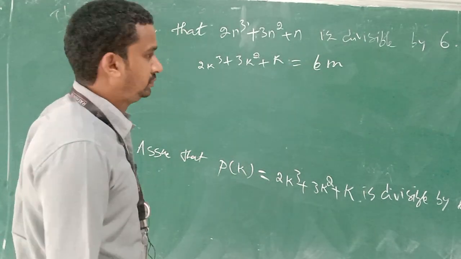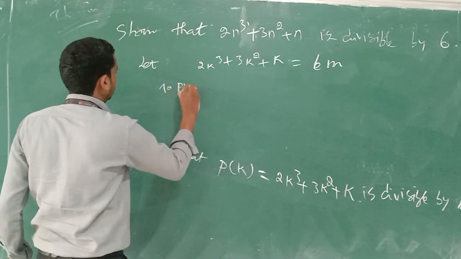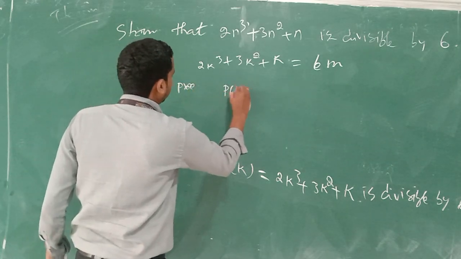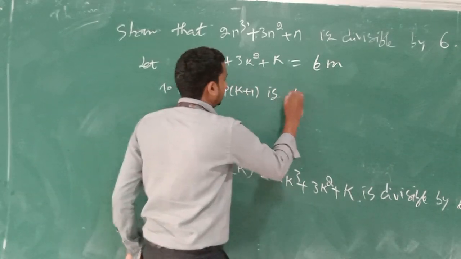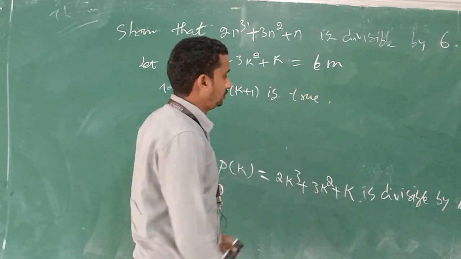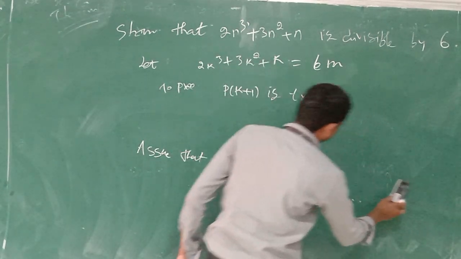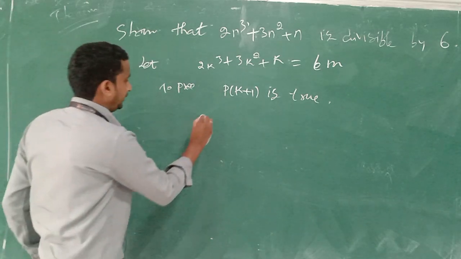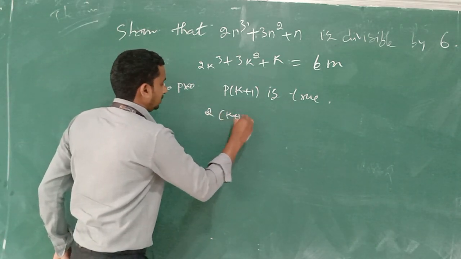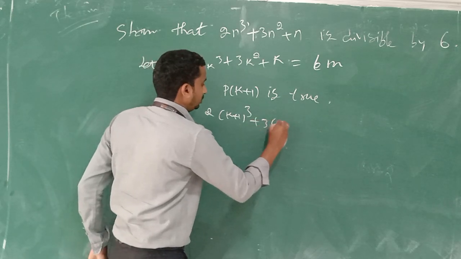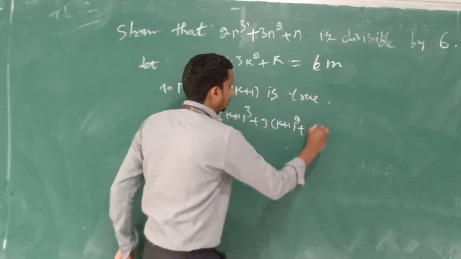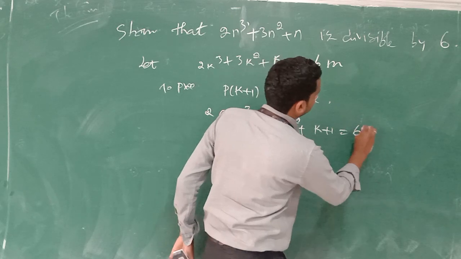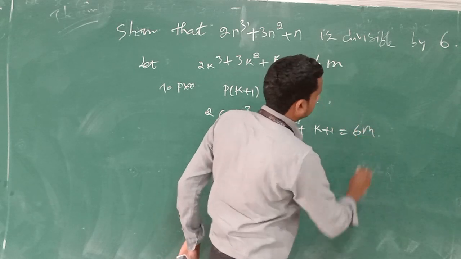So you have to prove P of k plus 1 is true, then your statement will be true. So replacing k with k plus 1 in the above term, we get 2 into (k plus 1) whole cube, plus 3 into (k plus 1) whole square, plus (k plus 1).